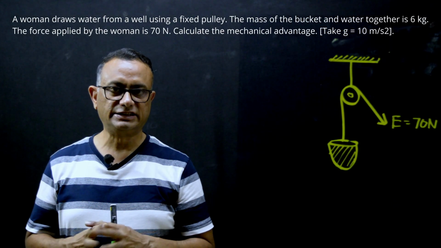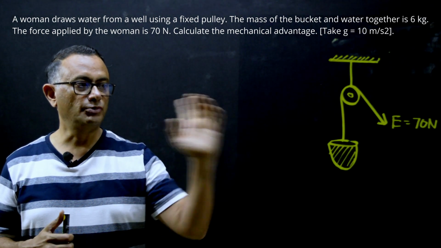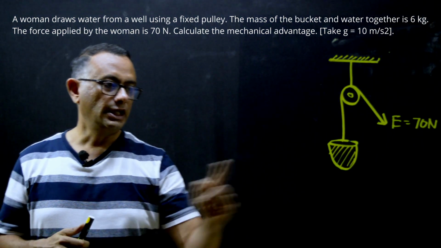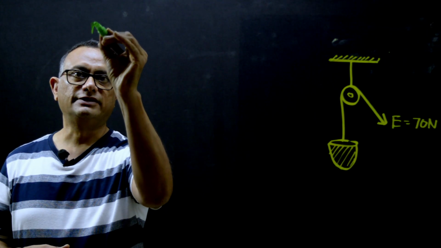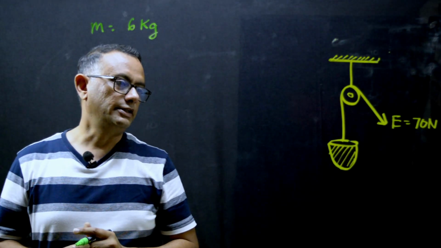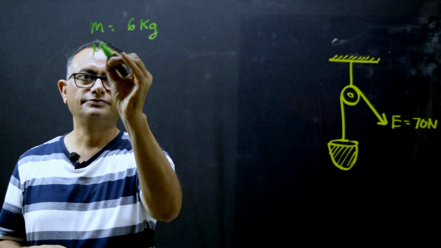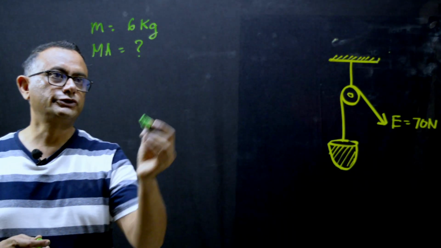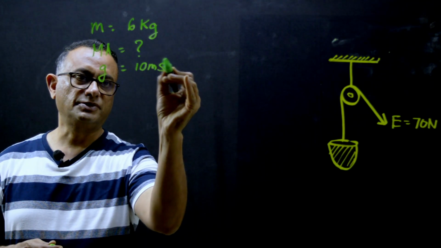So if you have investigated this problem, they are giving us the fact that the woman is applying a force of 70 Newton and that the mass of this bucket and water is given as 6 kg. And they are asking us to find the mechanical advantage of the system. Okay. They've also asked us to take G is equal to 10 meters per second square.